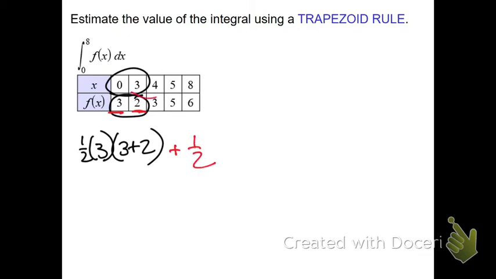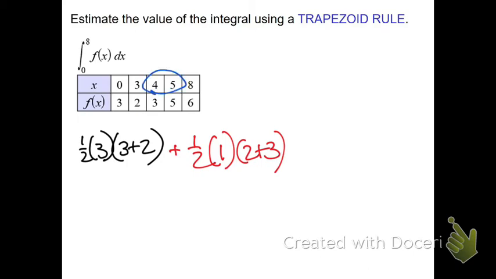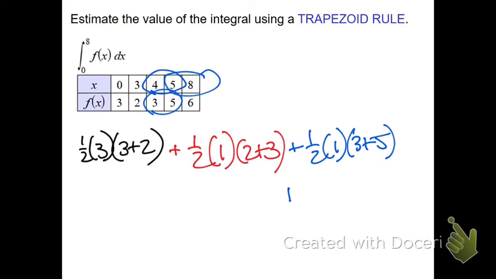1/2 of subtract, and you get 1 times, use both numbers, 2 plus 3. Plus, what did I do last? Okay, now I got to do this one. Subtract, I get 1/2 of 1 times 3 plus 5. And the last one, I ran out of room. The last one is 1/2 of 3 times 5 plus 6. Okay? Do your math, add it up, there you go.